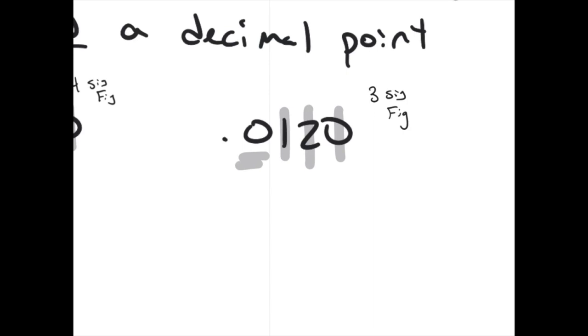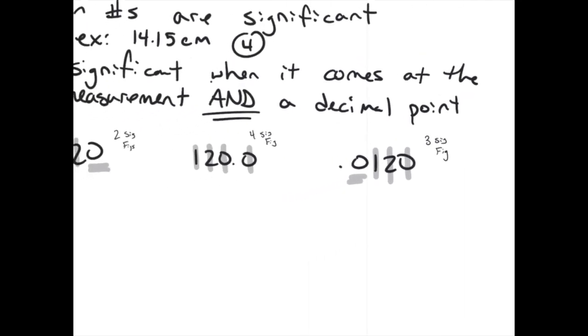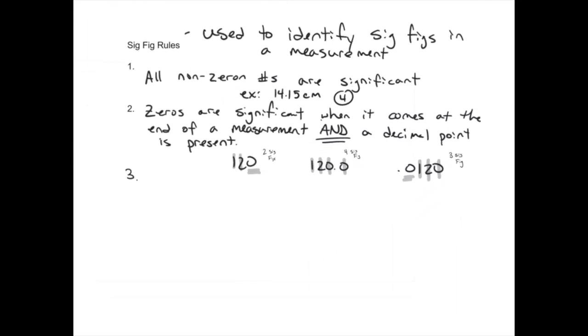So if I zoom back out to look at the entire slide again, I'll give myself some room to write in number 3. This is the rule with zeros, only when they come at the end and a decimal point is present. You may be familiar with AND statements versus OR statements. An AND statement means that both of these statements must be true in order for this to occur. The zero is only significant when it's both at the end of a number and a decimal point is present.